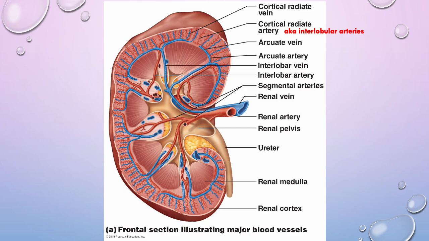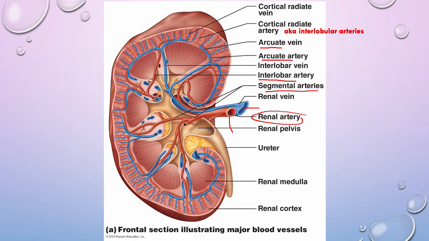All right, so this one is just a frontal section illustrating the blood vessels of the kidney. Of course, if it's red, it's artery. If it's blue, it's vein. And we can trace one. So we have a renal artery. And then they're going to go into segmental arteries, all right? And then interlobar arteries, okay? And then they're going to arch and turn into the arcuate arteries.